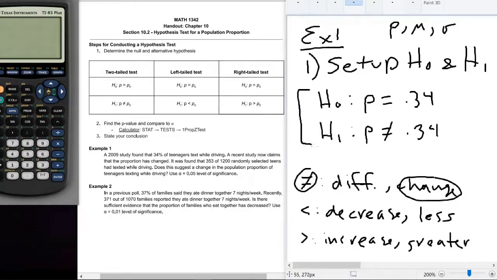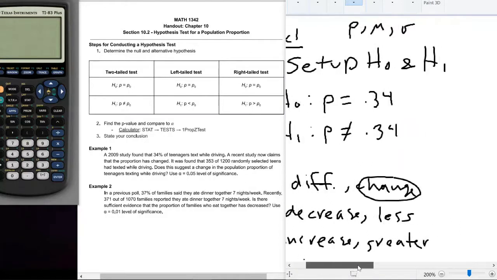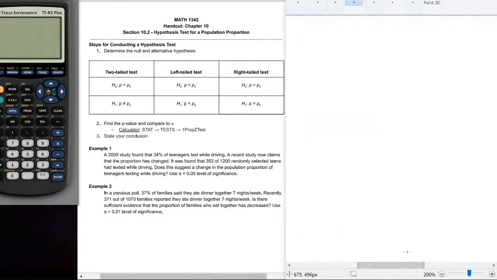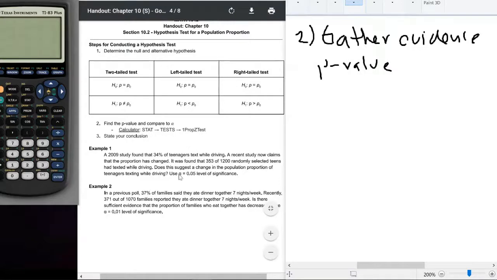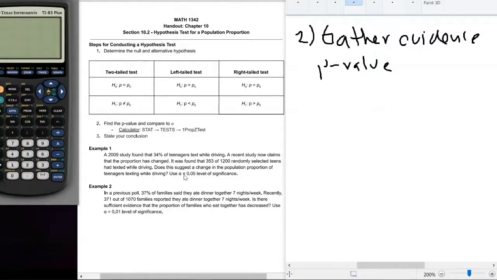Now step 2. For step 2, if we're claiming that the proportion of teenagers who text while driving has changed, then we need to gather evidence. We need to gather evidence to back up our claim. In this class, we're going to use the p-value method to gather evidence, okay? And that's where this alpha right here comes in. This alpha equals 0.05, that's where this comes in. Think about this alpha equal 0.05 as the probability of making a mistake in your conclusion, okay?